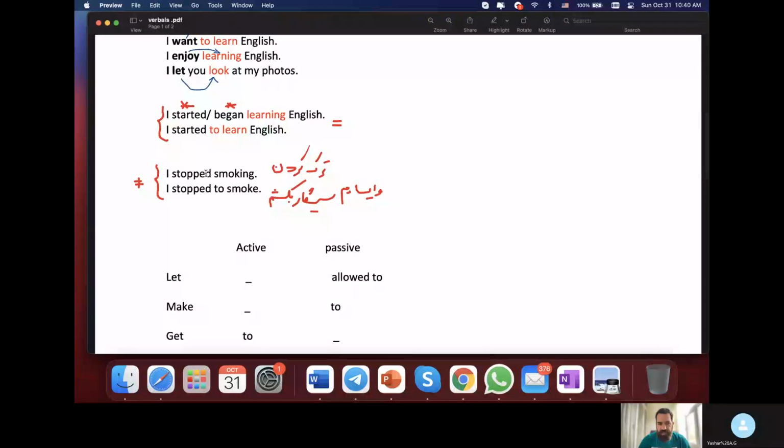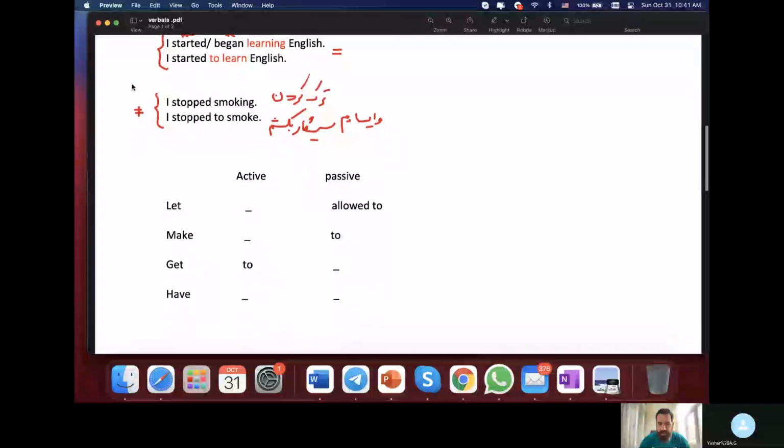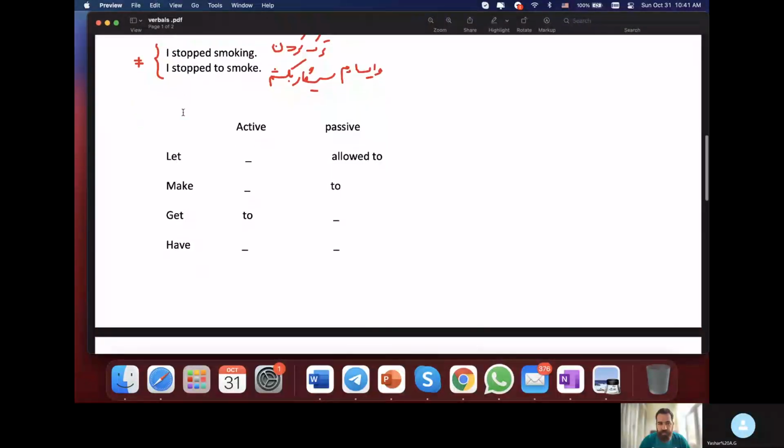There are some verbs that we are going to check from our grammar book that have different meanings. I stopped smoking, I stopped to smoke. I stopped smoking means I'm not smoking anymore. I stopped to smoke means I stopped somewhere because I wanted to smoke. So it has a different meaning. We are going to look at these verbs.